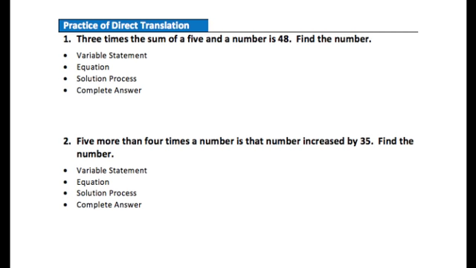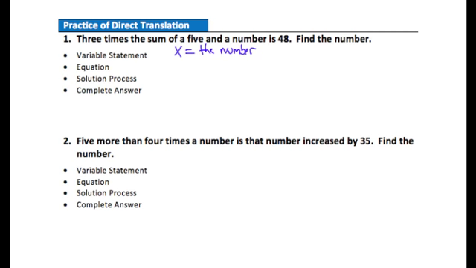Problem 1. 3 times the sum of 5 and a number is 48. Find the number. Okay, so again, we're just looking for this number. Not a very exciting thing, but we want to make sure we identify it, that we're going to let x equal this number.